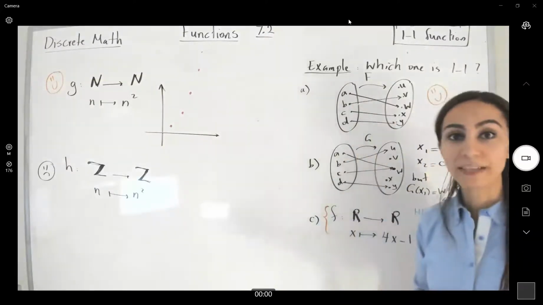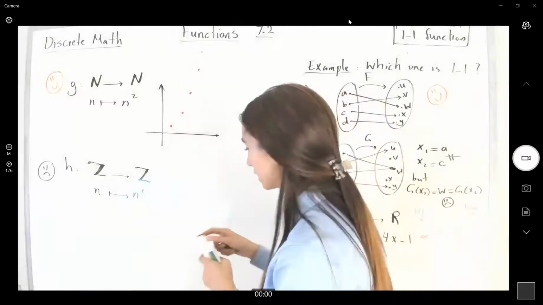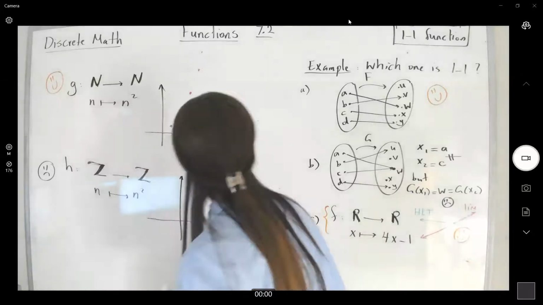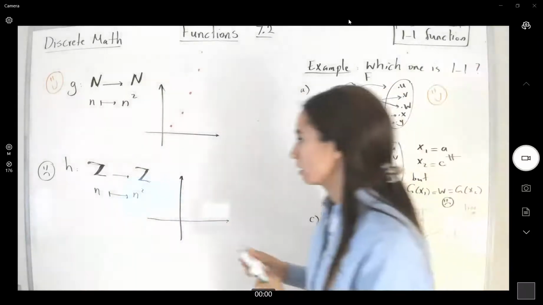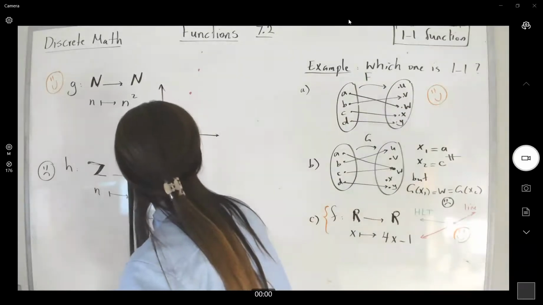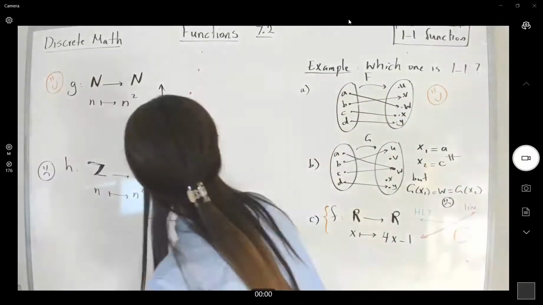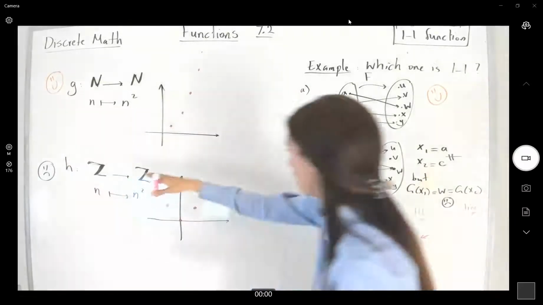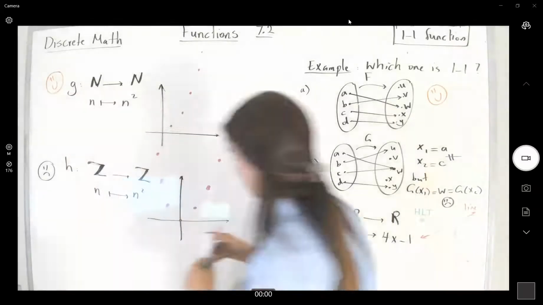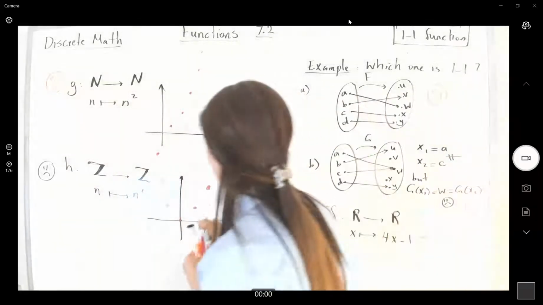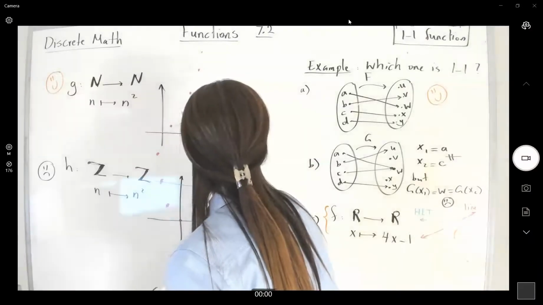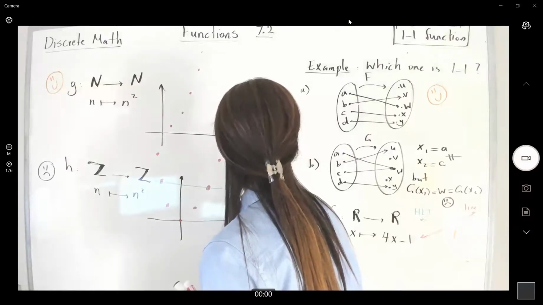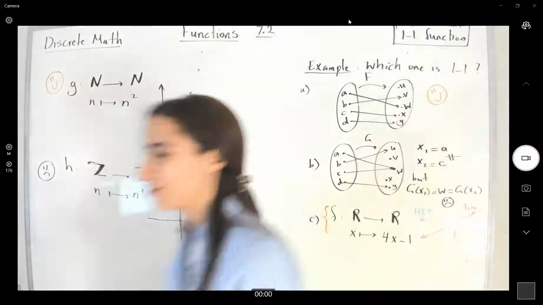But what about this guy? This can take on negative and positive values. So if you take a look at the graph of function h, it takes on negative and positive values on the horizontal axis. So 0 and 0, 1 and 1, negative 1 and 1, 2 and 4, negative 2 and 4, and so on. As you can see, you have two dots on the same horizontal line. Unfortunately, it doesn't pass the horizontal line test. That's why it's not a one-to-one function.